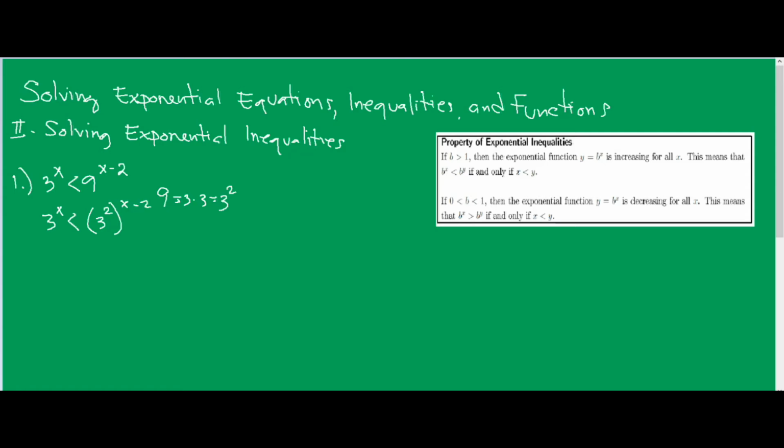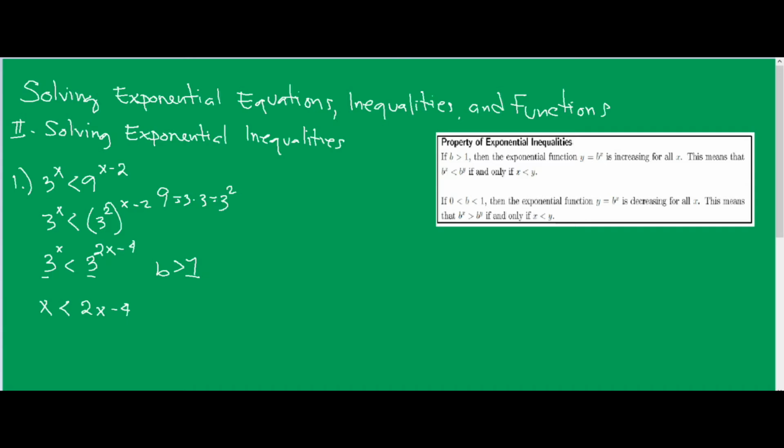And then, si 3x ulit, break down natin. We can distribute 2 do sa x minus 2. So, magkakaroon tayo ng 2x minus 4. Again, sabi sa property, if our base are greater than 1, therefore, yung inequality symbol ay mare-retain. Hindi siya magbabago ng direction. Pansin nyo, parehas pa rin silang less than.